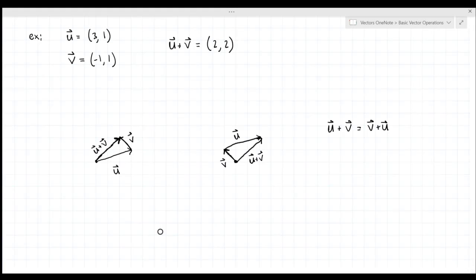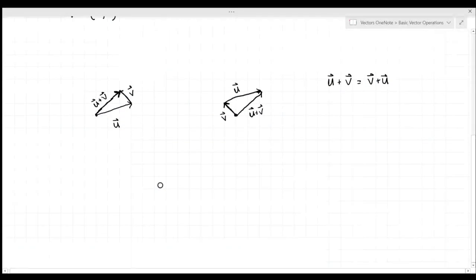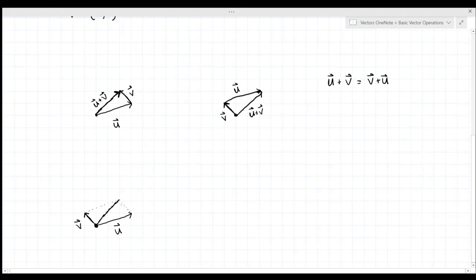Now, another way to look at vector addition, though, is rather than looking at triangles, if I draw the two vectors u and v, but let's say this time I connect them tail to tail instead. So what I can do with this is if I form a parallelogram with those two vectors, I can also view their sum as being the diagonal of this parallelogram.